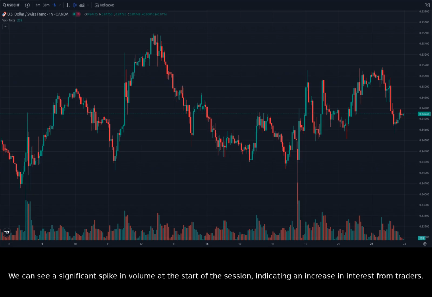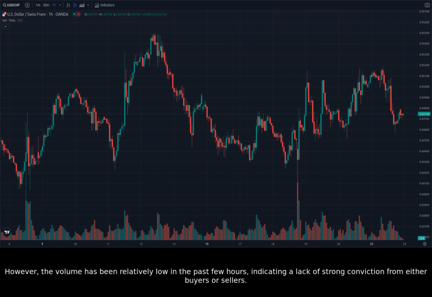We can see a significant spike in volume at the start of the session, indicating an increase in interest from traders. We can observe a sharp decline in price in the early hours of trading, followed by a gradual recovery. This suggests a potential short-term reversal, with buyers stepping in to support the price.